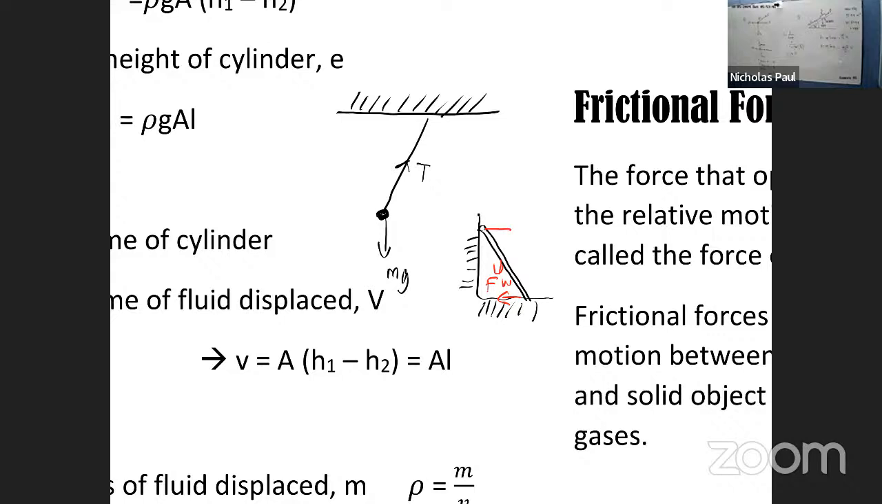Right? One perpendicular to the wall and one perpendicular to the right. Let's call this R1 and let's call that R2. All right, so those are the 4 forces active.